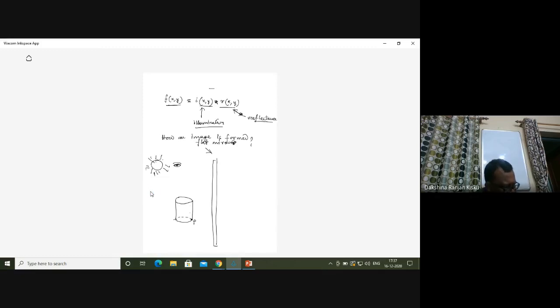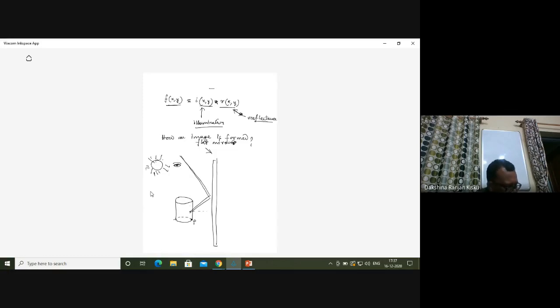Now suppose the rays emitted from this point strike the flat mirror at this point. Then they are reflected into the eye.